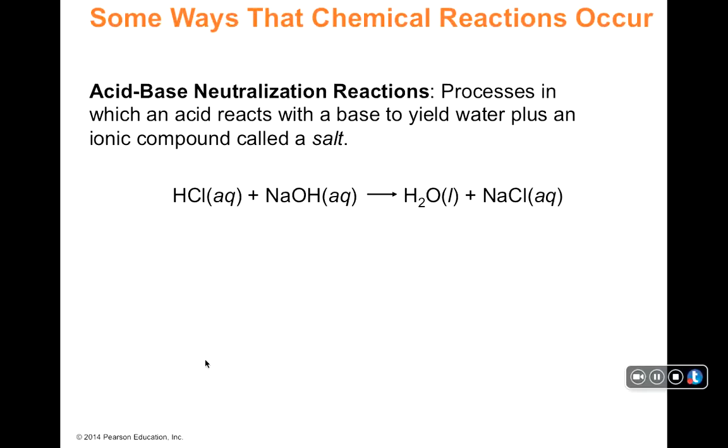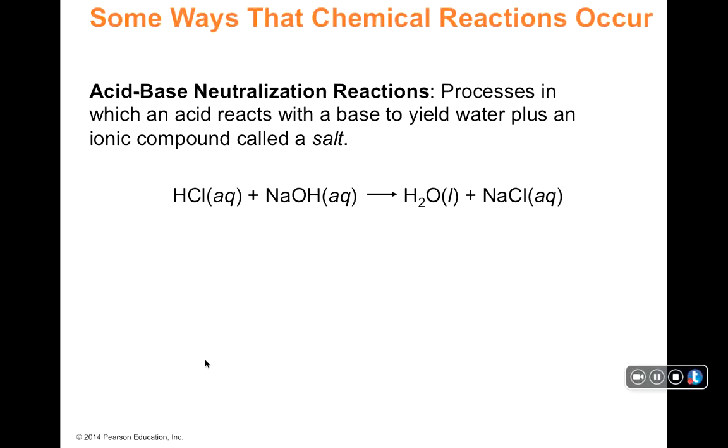Another class of reactions is acid-base neutralization reactions. What we see here is an acid reacting with a base to yield water plus a salt. It is not always, as is shown here, sodium chloride, but a salt is the combination of the ions that are left after you remove the water.